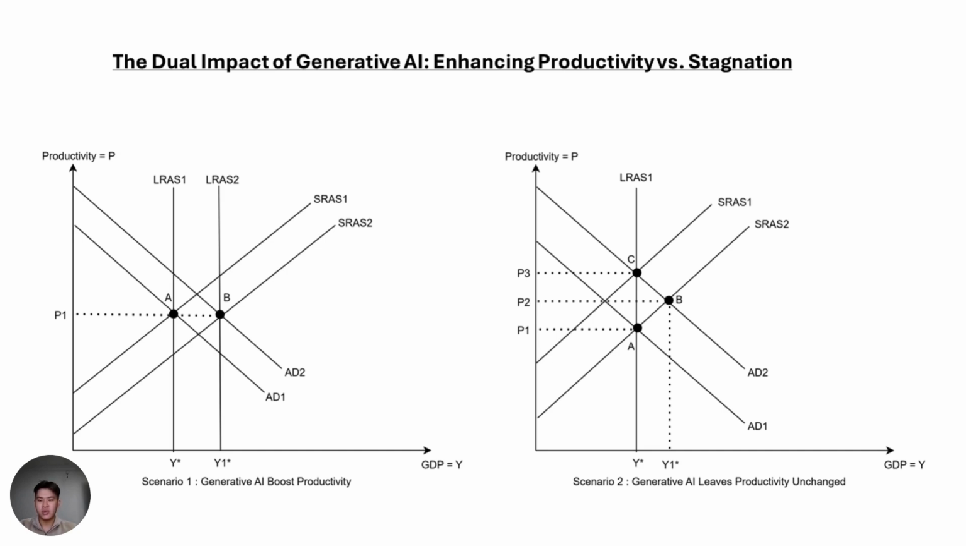In conclusion, in scenario 1, where AI significantly boosts productivity, leading to a sustained increase in GDP and a stable or decreasing price level, this represents a healthy expansion in economic output. On the other hand, in scenario 2, where generative AI does not improve productivity, there is a short-term increase in GDP driven by demand, but at the cost of inflation, and the economy's long-term potential GDP remains unchanged.